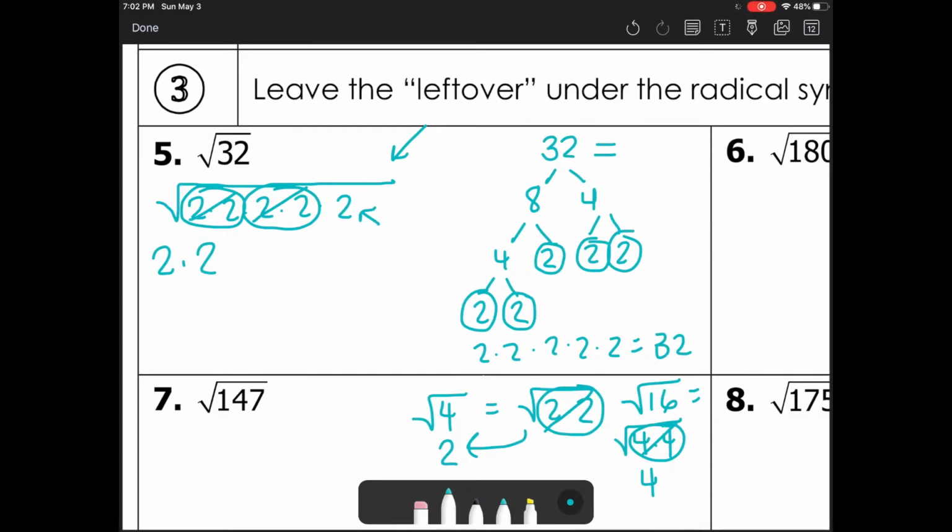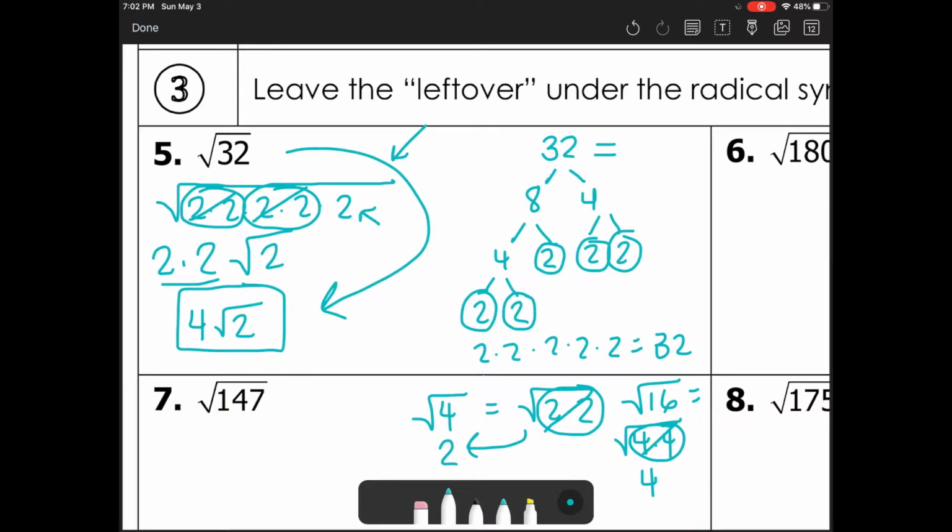Now I have one 2 left. There's nobody to pair it with. So it is going to stay under the radical sign. I'm going to simplify 2 times 2, that's 4. And here is the way we simplify square root of 32. Square root of 32 is 4 square root of 2.